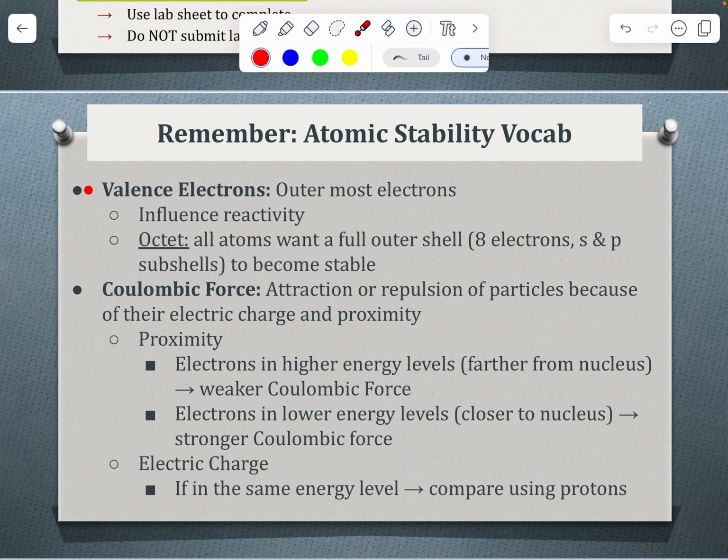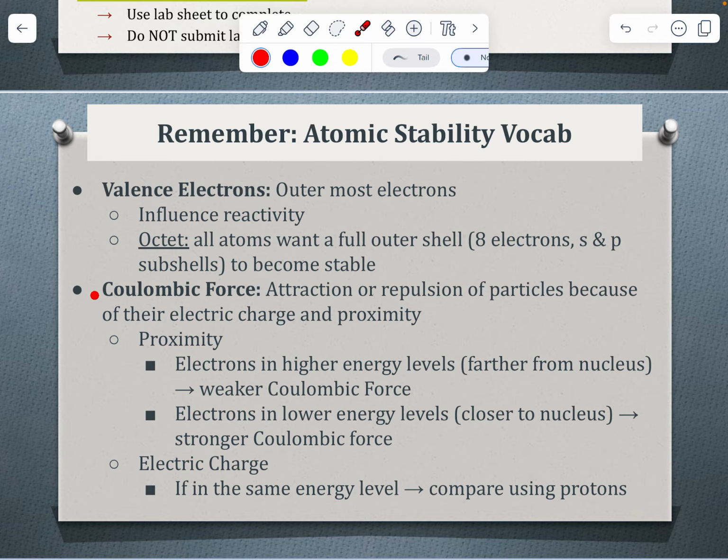So we're focusing on valence electrons, which are those electrons that are in our outermost shell or their highest energy level. Those are what influence reactivity, and those are things we're going to use to compare. With reactivity, we want to discuss octets. So how can an atom become stable, getting to those 8 electrons, whether by gaining electrons or losing?